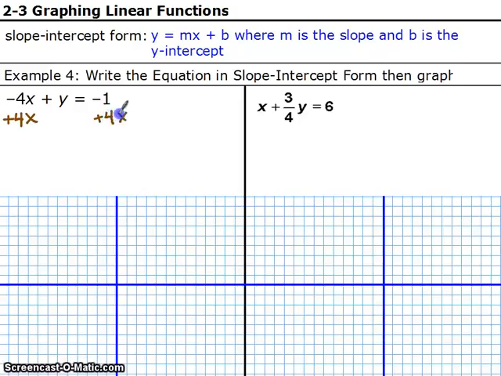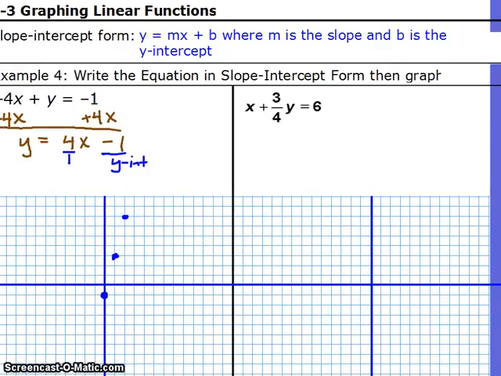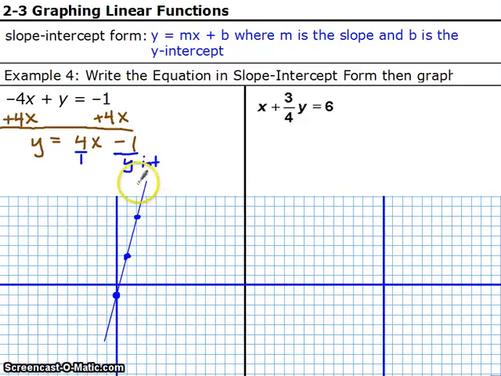And that'll move it to the other side over here. That'll leave y by itself, gives me 4x minus 1. Okay, so that gives me the y-intercept is -1. So I'm going to go plot that. Remember, y-intercept always goes through the y-axis. And then the slope is 4 over 1, so that's rise 4, 1, 2, 3, 4, and run 1. Okay, got myself a couple points on there. Let's draw a line through those. And we got it.